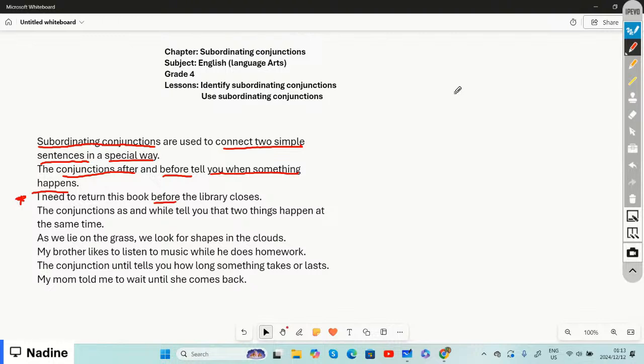So basically, the word after and the word before will tell you when something happens. Within a sentence, they either tell you something happens before, or something happens after, and that will basically tell you when something happens. It says, I need to return this book before the library closes. Otherwise, you'll get a fine.